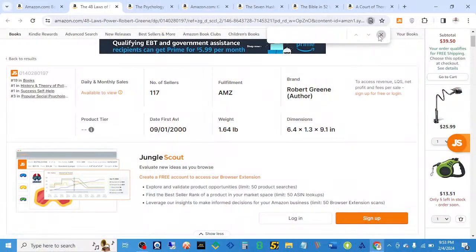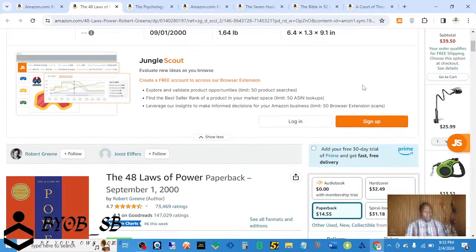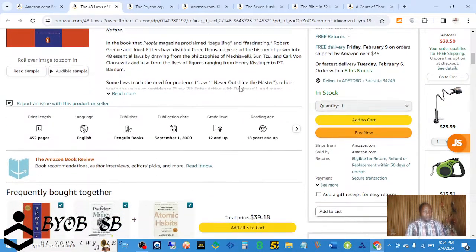It cannot show all this information from your own side because you don't have Jungle Scout. But assuming I log into my own Jungle Scout, it will show more than this information you are currently seeing on my screen.